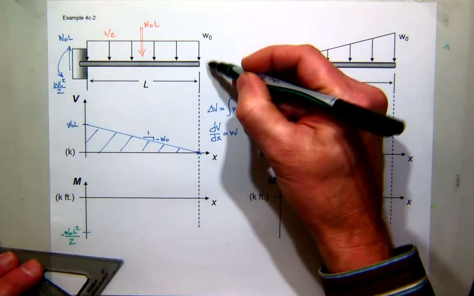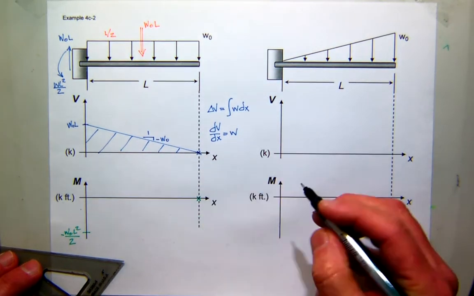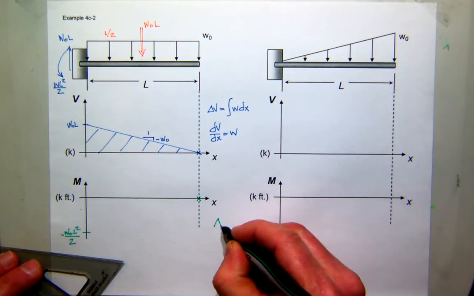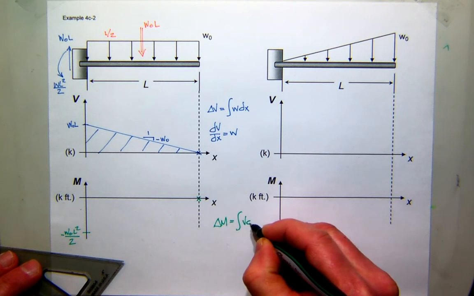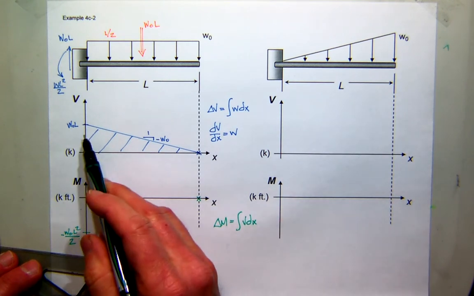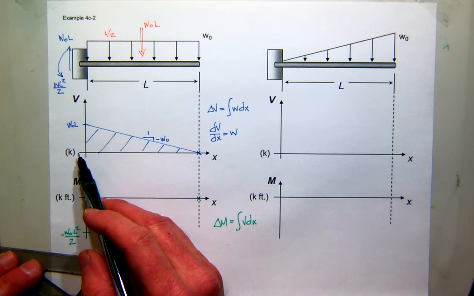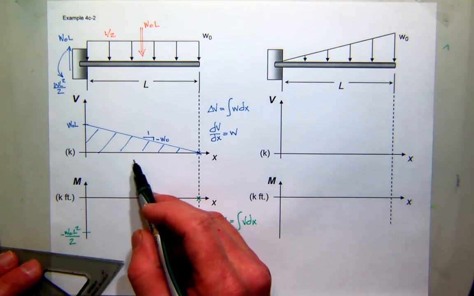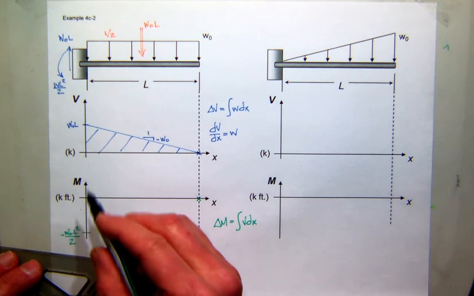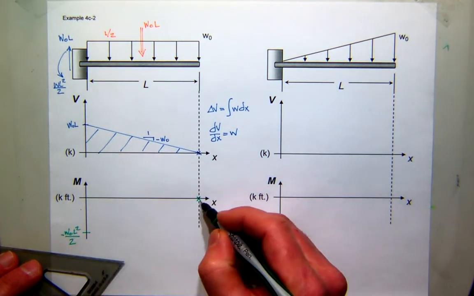By the way, what's the moment on the free end? So I'd better get 0. Let's see if I do. So let's check. The change in moment is the area under the shear diagram. Now the shear diagram over the whole beam is triangular. The area of a triangle is 1/2 base times height. So 1/2 L times WL is WL squared over 2 positive, so that gets me to 0.